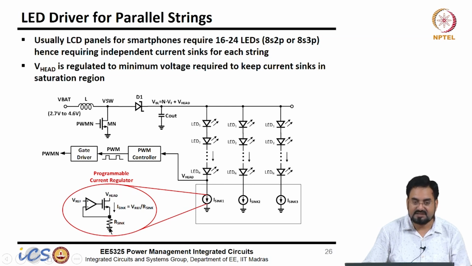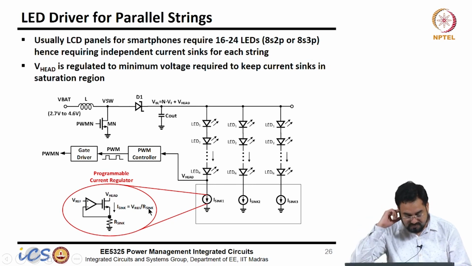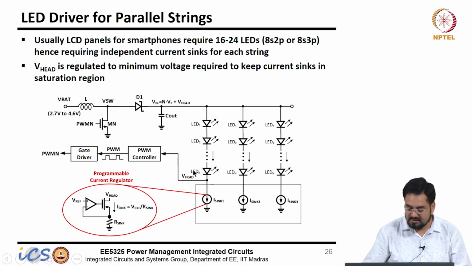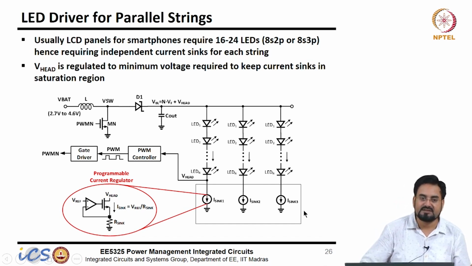Now, we have an on-chip R sink, let us say this is Vref. So, the current flowing here in this MOSFET will be Vref by R sink, and this V head is nothing but this voltage. So, I sink is nothing but Vref by R sink. Now all of these have local current regulators. This will ensure, as long as we have good matching, we know Vref is common, the only different component is this R sink. So, as long as this R sink remains constant across these different strings, your current will be the same in all the 3 strings.